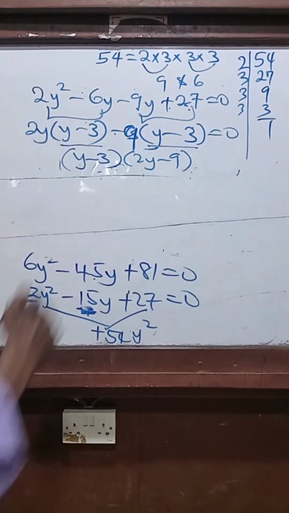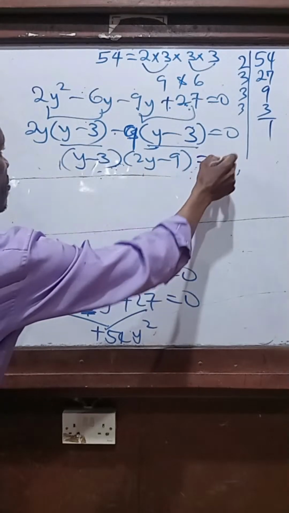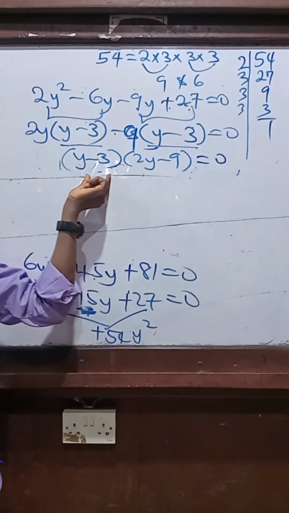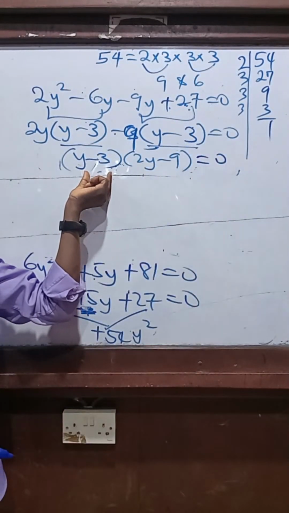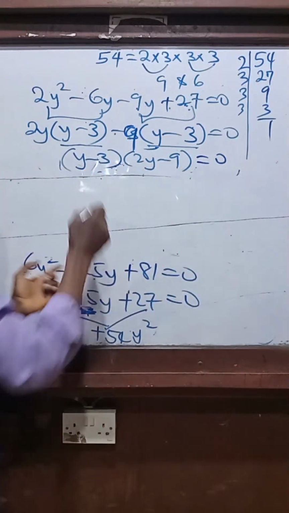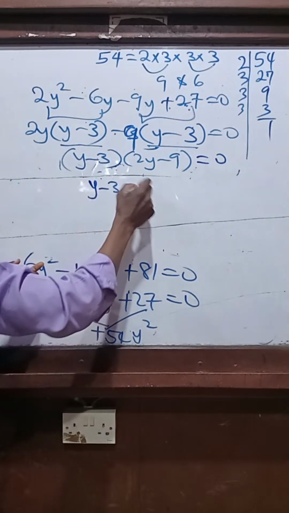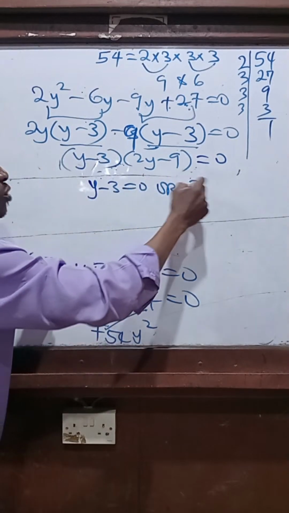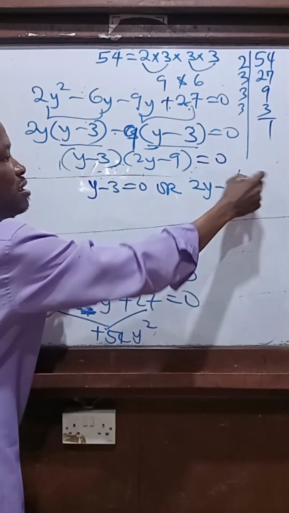So that's what we have equal to 0. And don't forget, when you have an expression and you are multiplying, the implication of that is that this is equal to 0, or this one is also equal to what? It's also equal to 0.